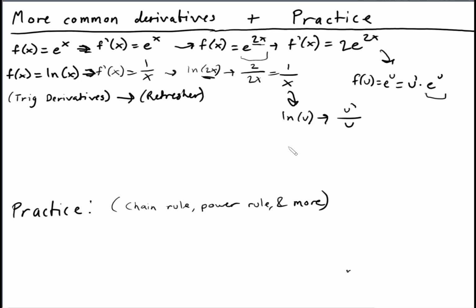So if you have a constant multiplied by an e to the x function or an ln of x function, you can take the constant out and take the derivative of your ln x or e to the x function and multiply by the constant at the end.